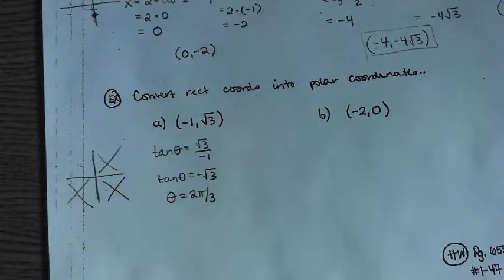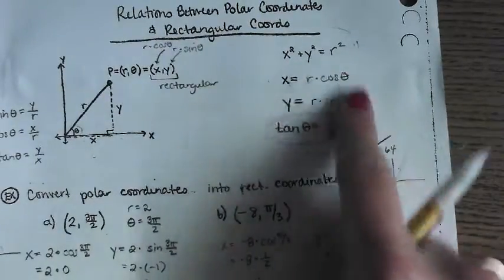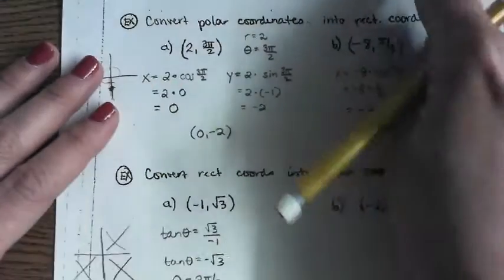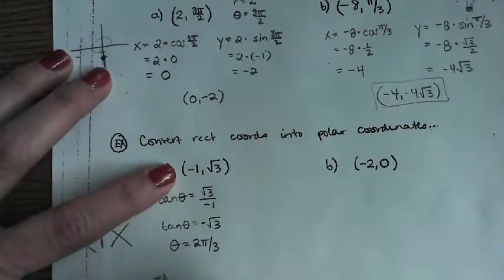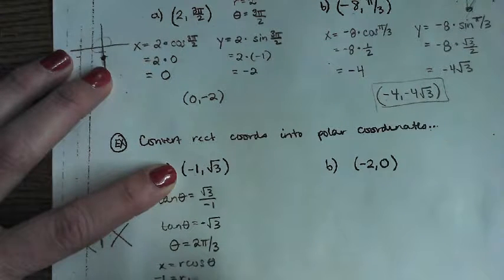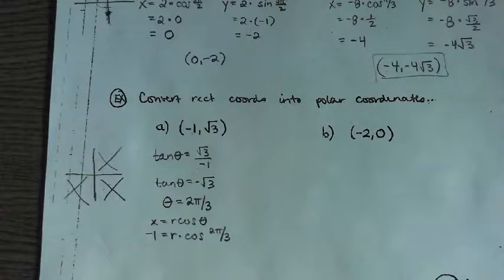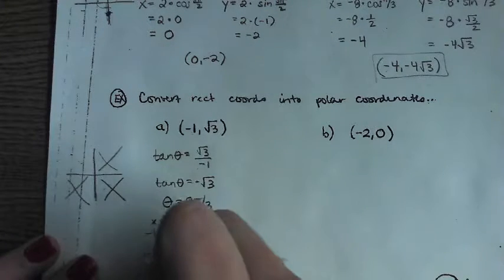Okay, and now that we know that, we can go back and find our r value. And we only need to use one of these two equations to do it. So let's go with x. So negative, well, I'll write this down. X equals r cosine theta. So that's negative 1 equals r times the cosine of, now that we know theta is 2 pi over 3. So what is the cosine of 2 pi over 3?